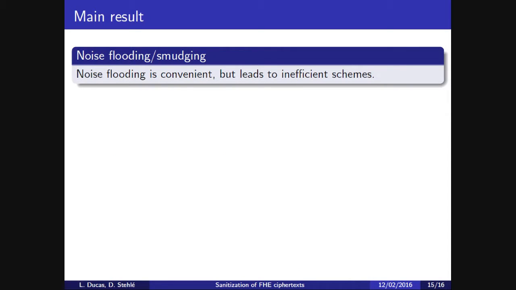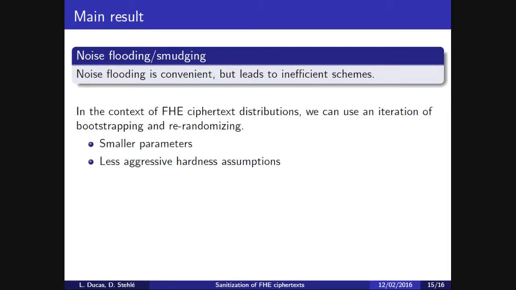So our main result is that noise flooding is convenient. It's very easy to apply, but it leads to very inefficient schemes. And instead, we can apply an iterative strategy where we add the noise little by little. And this allows us to have much smaller parameters, so we can keep the quasi-linear ciphertext size for FHE. We don't have to affect our FHE asymptotically. And we can rely on much less aggressive hardness assumptions if you worry about those things.